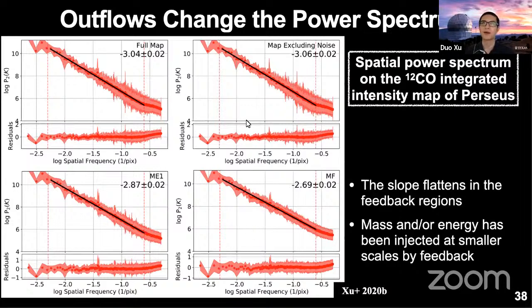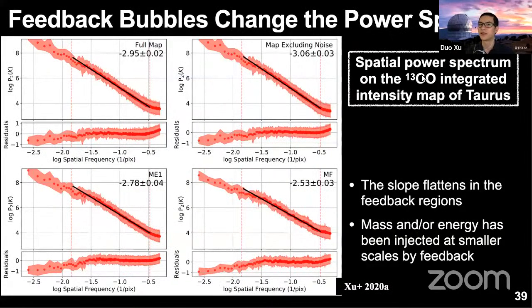We see that compared to the full map or the entire map prediction, the slope in the feedback region is flattened. That indicates mass or energy might be injected at a smaller scale by feedback. Similar results are also found in 13CO emission in Taurus. Both slopes in the feedback region are flattened.